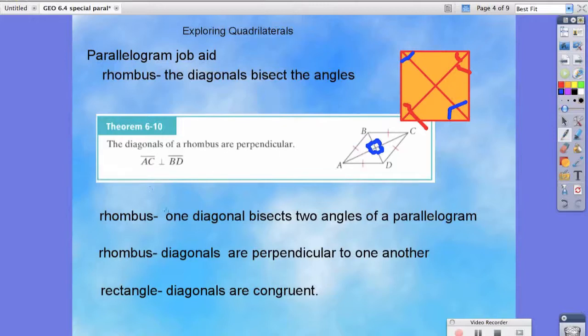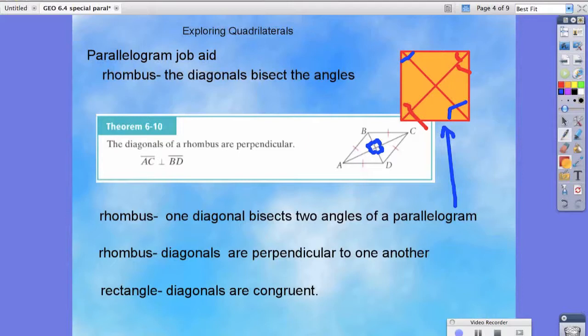Theorem 6.12 states that in a rhombus, one diagonal bisects 2 angles of a parallelogram. So this essentially is just like the theorem up here. It also says for a rhombus, the diagonals are perpendicular to one another, which we showed in 6.10, so they're kind of just referencing back the earlier ones. The last one is different though. It says in a rectangle, the diagonals are congruent.